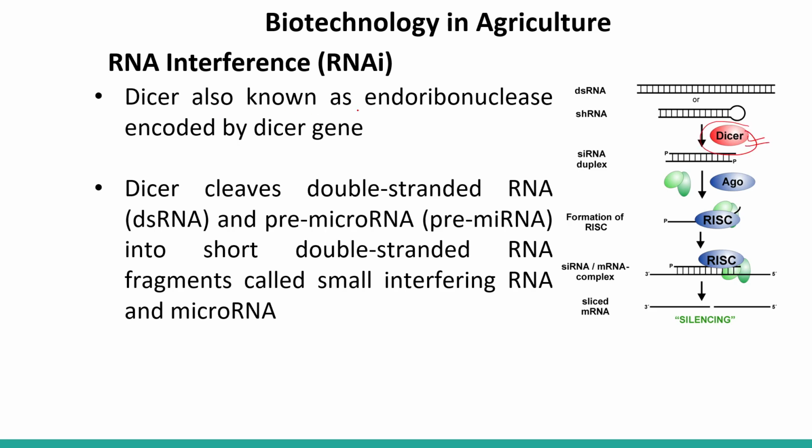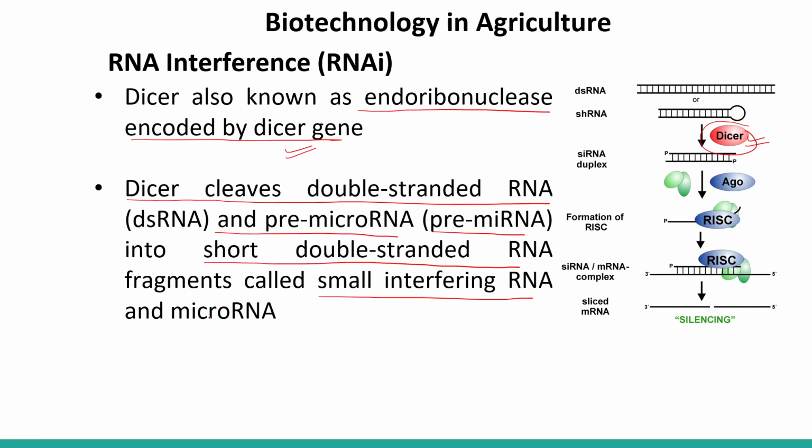Dicer, also known as endoribonuclease, is encoded by the dicer gene. Now dicer cleaves the double-stranded RNA and pre-microRNA or pre-miRNA into short double-stranded RNA fragments called small interfering RNA or the microRNA. So dicer cleaves this particular double-stranded RNA into small interfering RNA or the microRNA.